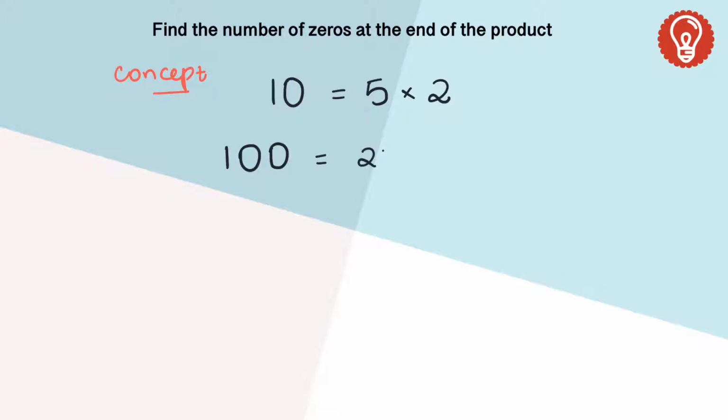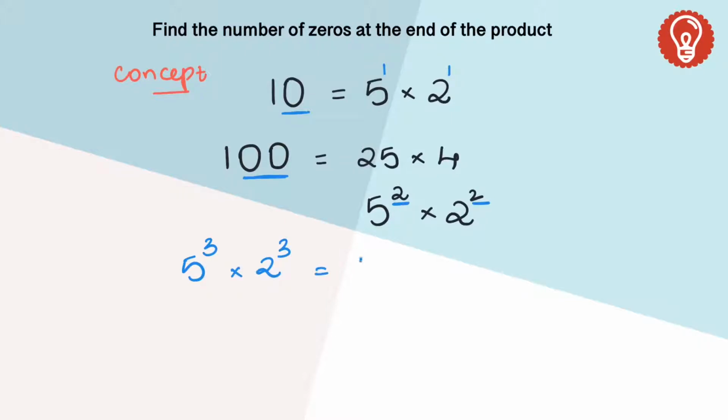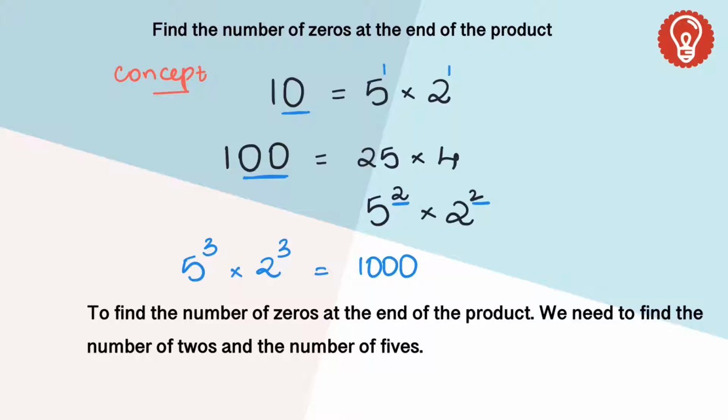100 can be written as 25 into 4, and 25 can be further written as 5 square and 4 as 2 square. Now with these two examples, we understand that one 5 and one 2 is giving us one 0. If there are two 5s and two 2s, we get 2 zeros. Now let's say 5 power 3 and 2 power 3. We get 3 zeros at the end of the product. So to find the number of zeros, we need to find the number of 5s and the number of 2s.